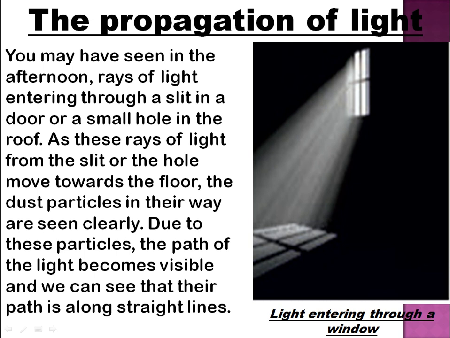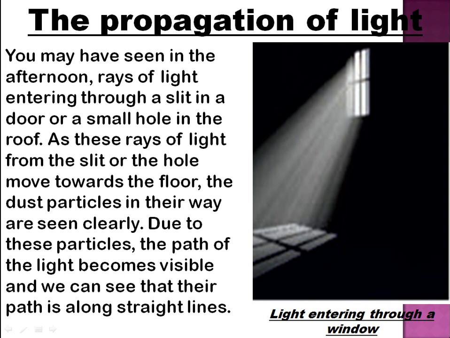Now we will see the propagation of light, such as light entering through a window. In the afternoon we can sometimes see rays of light entering through a hole, a small slit in the door, or a small hole in the roof. The rays of light from the slit or hole move towards the floor, and the dust particles in their way are seen clearly.